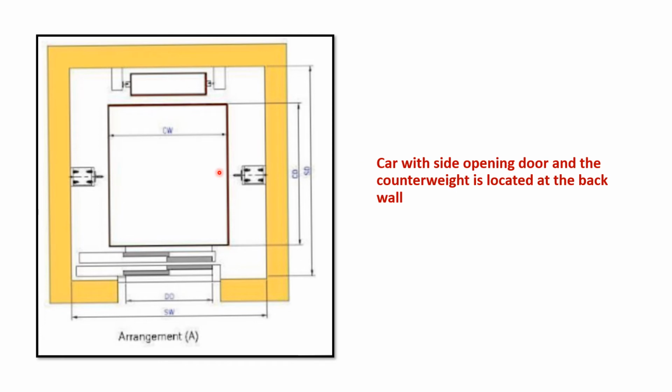Car with side opening door and the counterweight located at the back side of the walls. So this is our counterweight. It is located at the back side of the walls, and we can clearly identify this is a side counterweight, side door opening. This is a telescopic door actually.